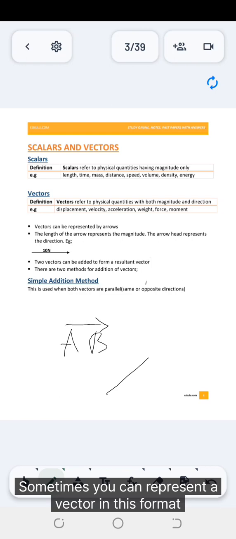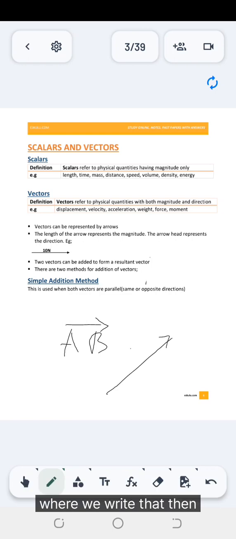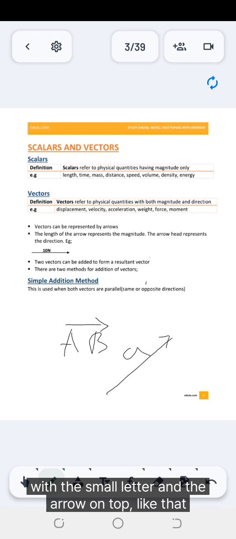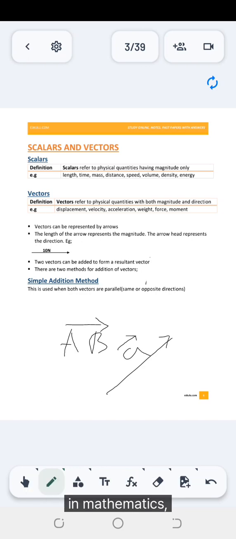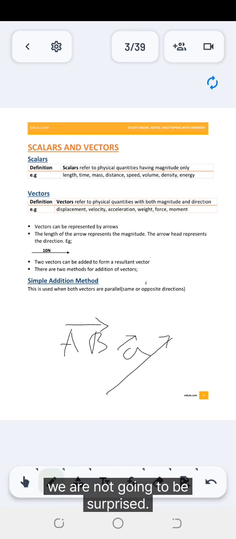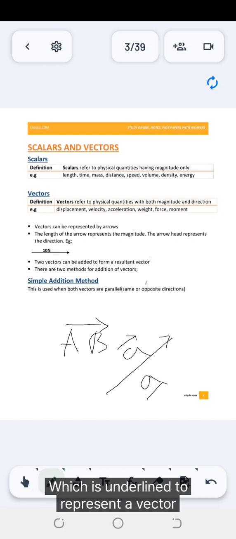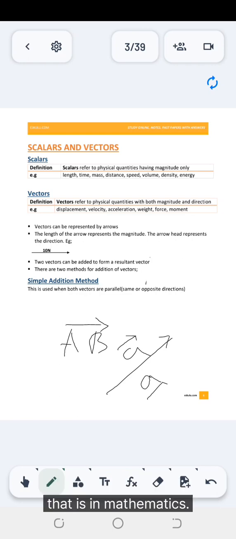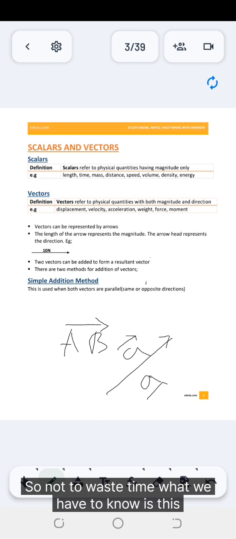Sometimes we can represent a vector in this format, where we write a small letter with an arrow on top, like that. In mathematics, we are also going to see a small letter which is underlined to represent a vector, like that. So not to waste time, what we have to know is this.